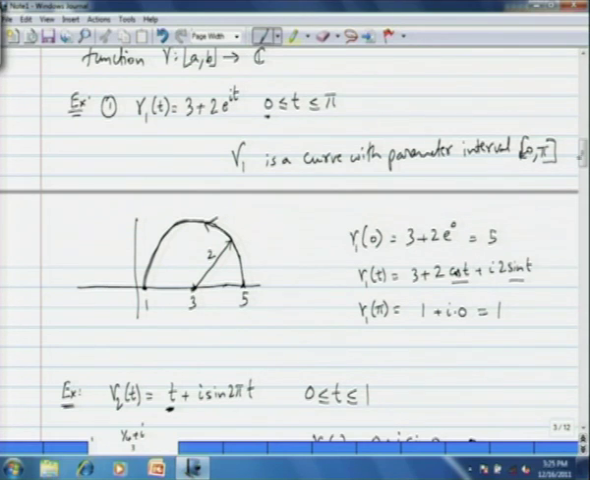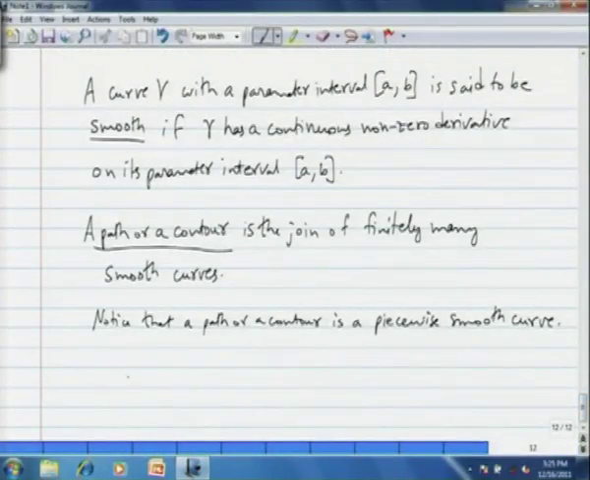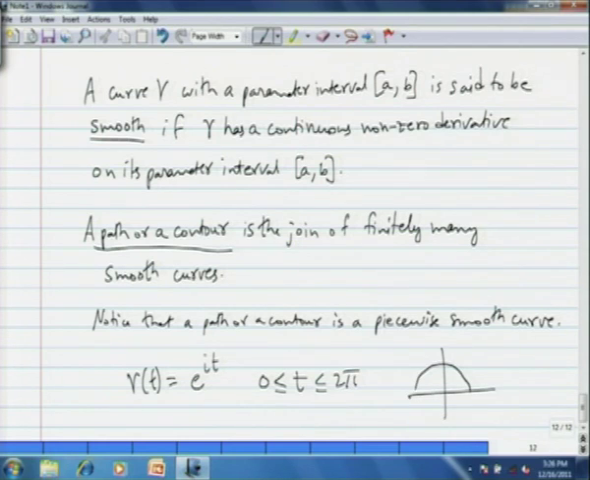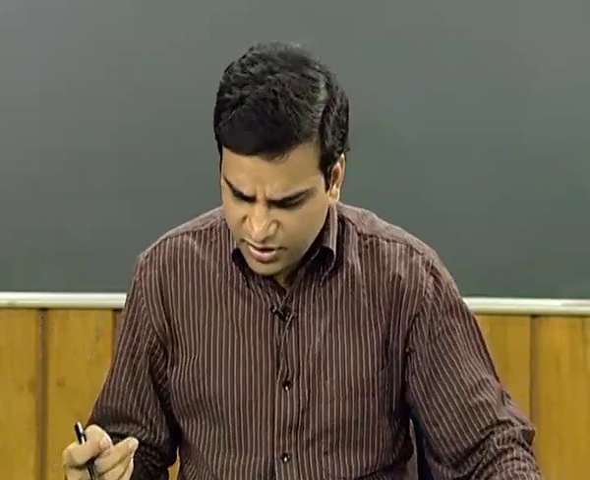Or if you pick the following, gamma of t equals e power I t, which is a circle, 0 less than or equal to t less than or equal to 2 pi. So, gamma traces the unit circle, it starts at 1, goes around in the anticlockwise direction and ends at 1. This is a circular contour, for example. So, we will associate the word circular, etc., to these contours depending on the geometric shape of the range of this contour. So, we can use these contours to define the contour integral of a complex function.